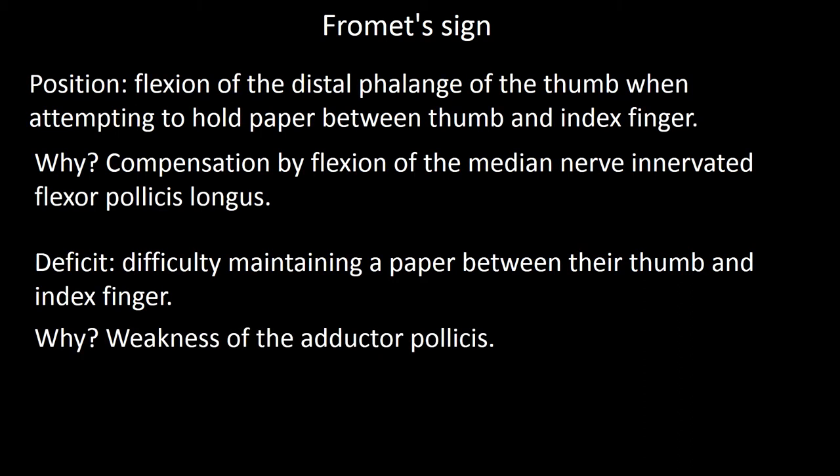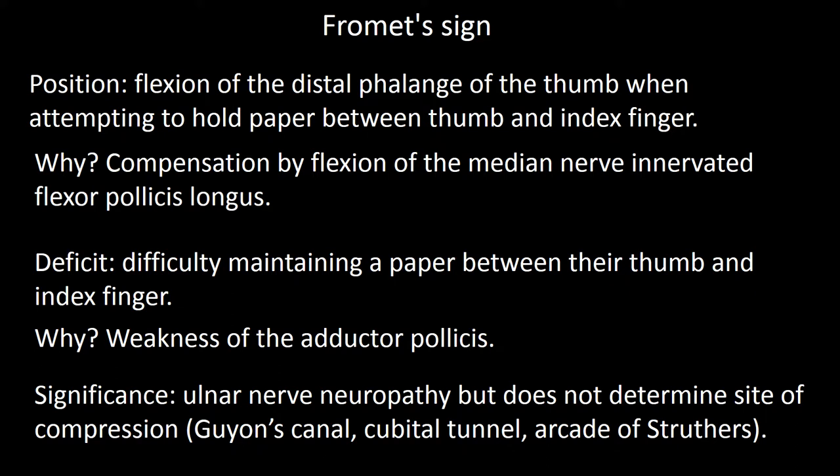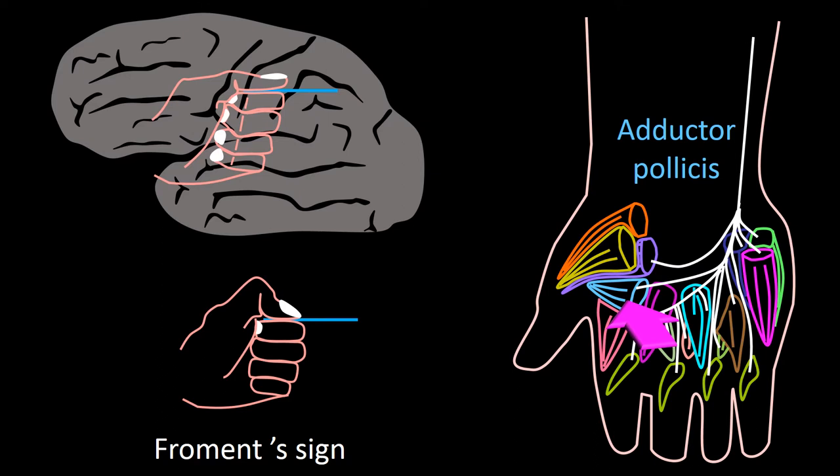It is due to weakness of the adductor pollicis. This finding indicates an ulnar nerve deficit but does not localize a lesion to any ulnar nerve segment specifically. So, in this cartoon, we can see represented Froment sign, which primarily reflects weakness of the adductor pollicis.